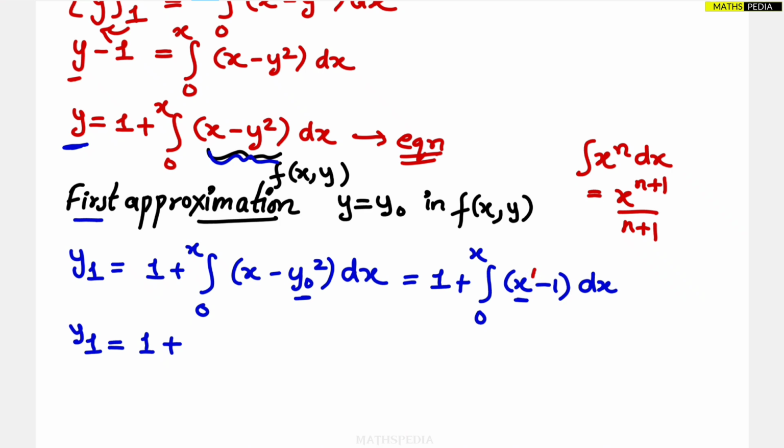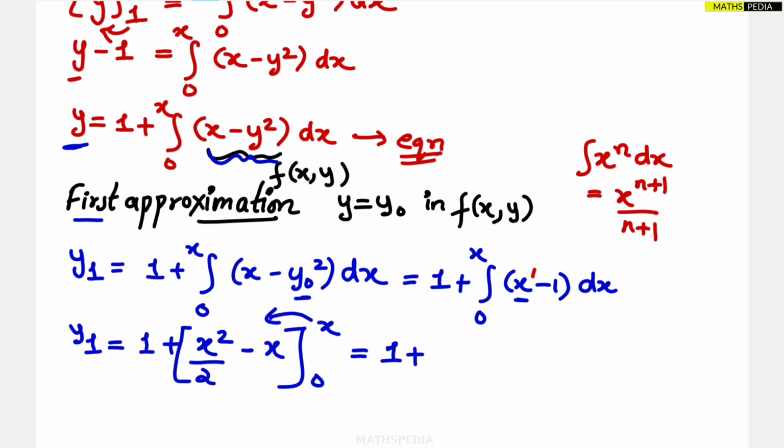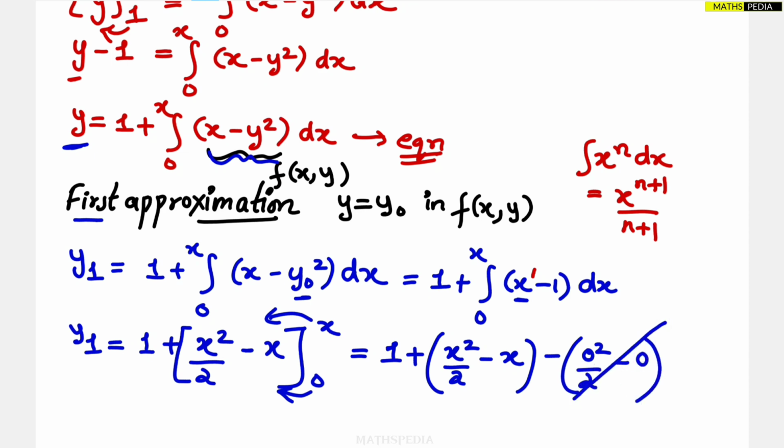Here the power is 1, so 1 plus 1 is 2. So it will become x power 2 by 2 minus the integration of 1, which we know is x itself. Now you have to put the limits also, 0 to x. Upper limit minus lower limit, right? So for the upper limit, in place of x you substitute x, it will remain as it is, x square by 2 minus x, minus the lower limit. In place of x I have to substitute 0. So it is 0 square by 2 minus 0. So this term is nothing but 0 itself, right?